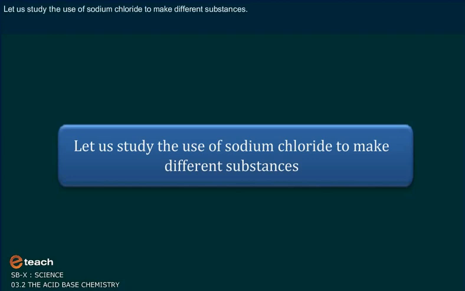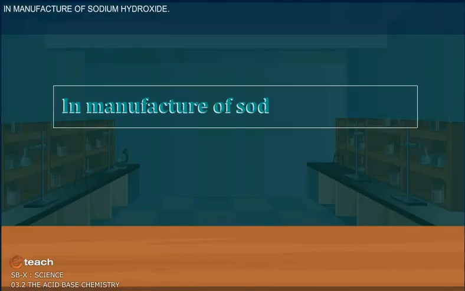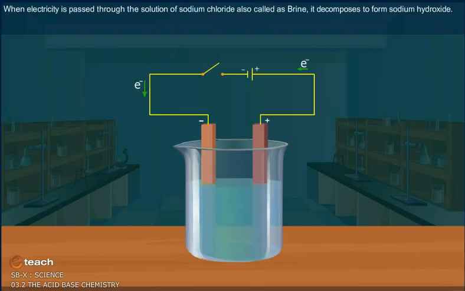Let us study the use of sodium chloride to make different substances. In manufacture of sodium hydroxide, when electricity is passed through the solution of sodium chloride, which is also called as brine, it decomposes to form sodium hydroxide.